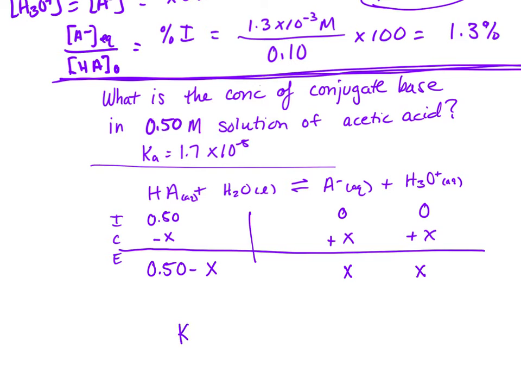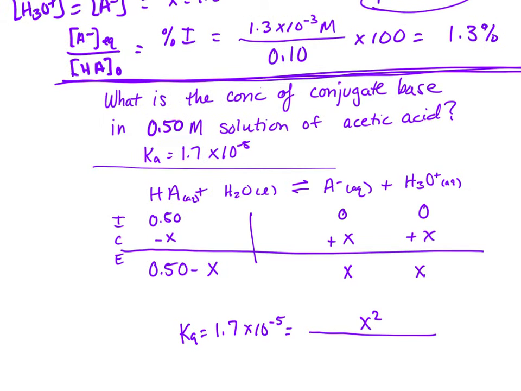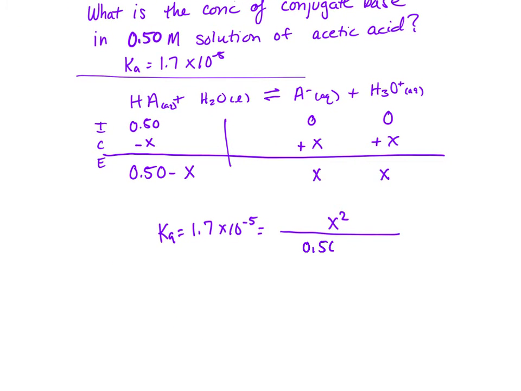So our Ka, we can plug everything into our equilibrium constant expression, 1.7 times 10 to the minus 5 equals X squared over 0.5 minus X. Now in the last problem, we were able to make the assumption that X was small in relation to 0.1, and that was a valid assumption. And so increasing the concentration of HA is not going to invalidate that, so it's actually going to make it more valid.